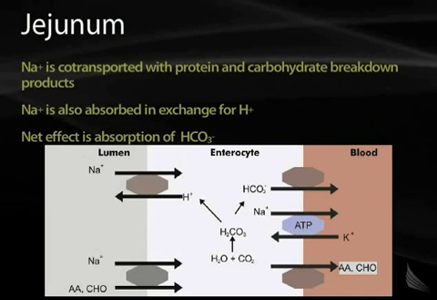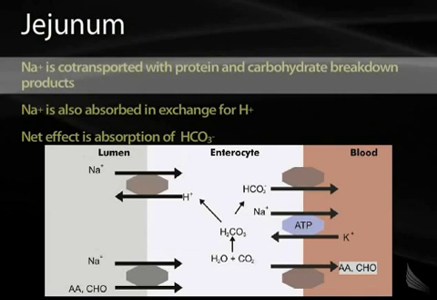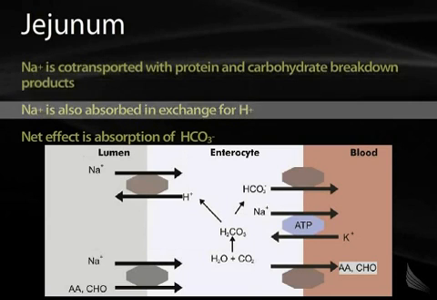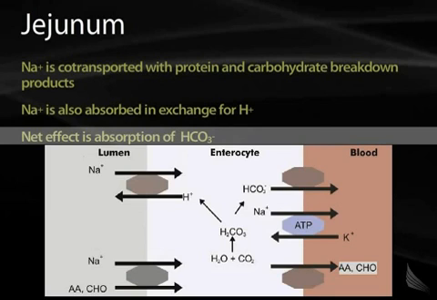In the jejunum, sodium is co-transported with protein and carbohydrate breakdown products. This is shown in the bottom left-hand part of the diagram as you look at the screen. Sodium is also absorbed in exchange for hydrogen, as is shown in the top left-hand side. The net effect is absorption of bicarbonate from the GI tract.